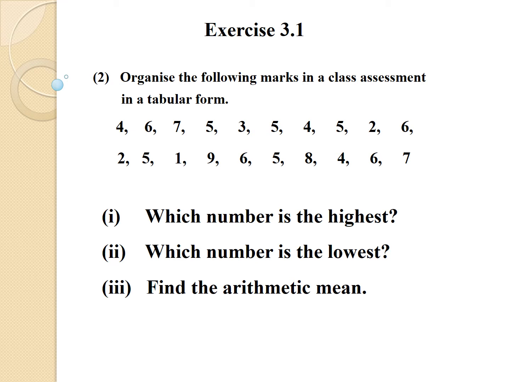Exercise 3.1. Question number 2. Organize the following marks in a tabular form. Students, in this question, we have to organize the given marks in a table, for which we have to draw 3 columns. First column for marks, second column for tally marks, and third column for frequency. Students, we have to arrange the given marks in ascending order, and we have to write each mark only one time. So, now let us draw the table and solve the given questions.